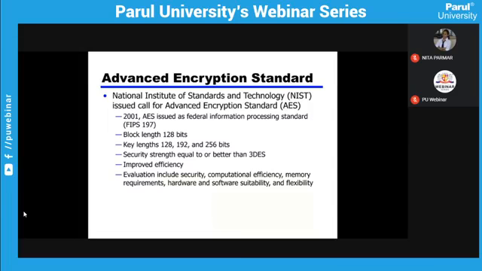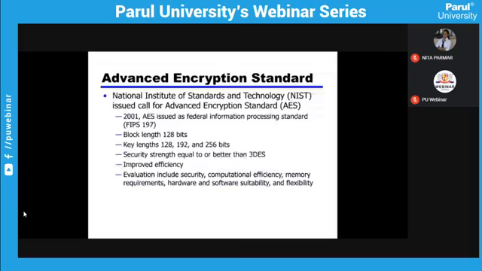Using this number of lengths of keys, the algorithm encrypts the plain text to garbage text, and security is better than the 3DES algorithm in the AES algorithm, and efficiency is also improved. Efficiency is evaluated on the matters of security, computational efficiency, and memory requirements of the system, hardware and software suitability, and flexibility of the algorithm.